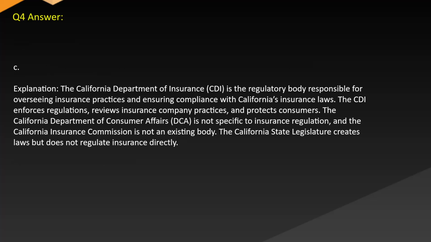Answer. C. Explanation. The California Department of Insurance (CDI) is the regulatory body responsible for overseeing insurance practices and ensuring compliance with California's insurance laws. The CDI enforces regulations, reviews insurance company practices, and protects consumers. The California Department of Consumer Affairs (DCA) is not specific to insurance regulation, and the California Insurance Commission is not an existing body. The California State Legislature creates laws but does not regulate insurance directly.